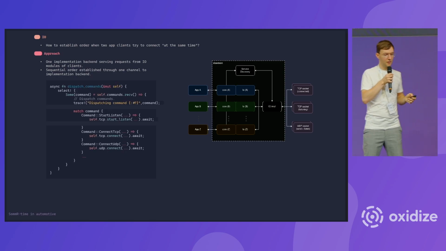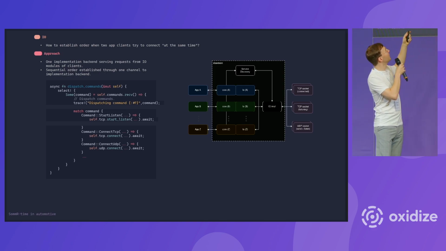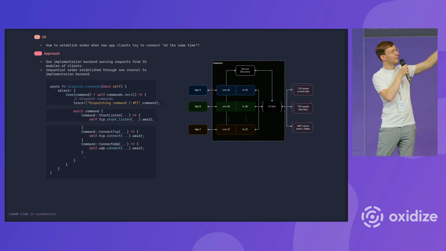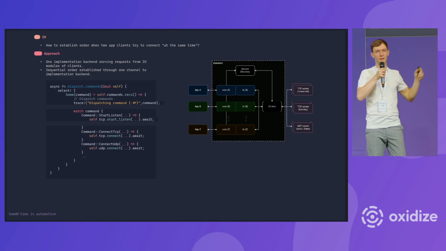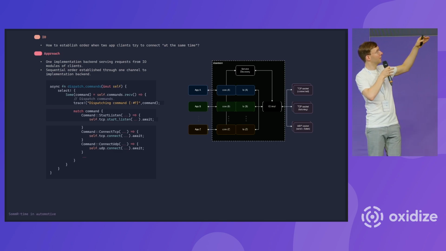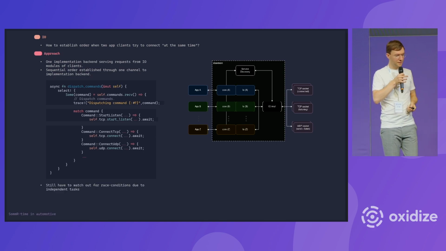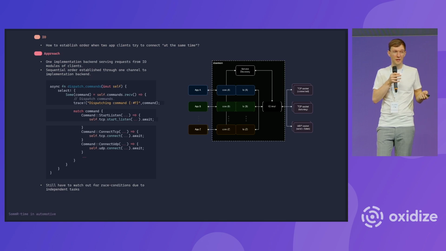You can imagine it a little like this. Sorry for the broken formatting. There's a main loop running in this impl block that will get all the instructions, connect, listen, and so on, dispatch them. And so it holds all the maps and so on that keep track of which connections are open, which are dead. We still have to watch out for race conditions that we have due to independent tasks.